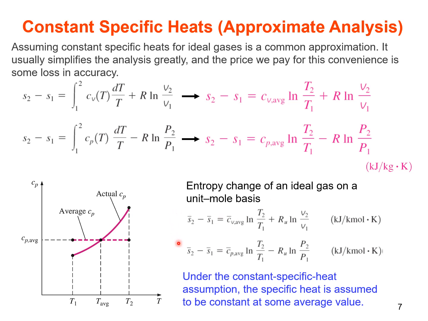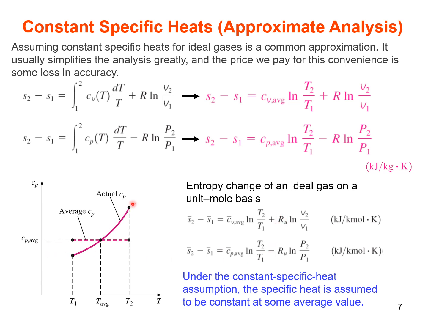The book also gives us these relations in kilojoules per kilogram Kelvin. If you have the ideal gas on a unit mole basis, you can use the following relationships. I didn't derive those, but they follow. The only difference here is that R, of course, has a different value.